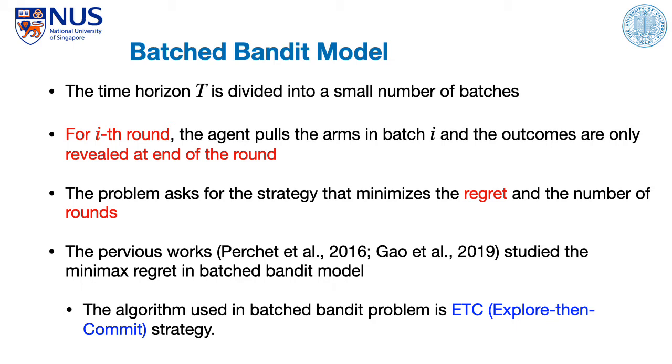In the batched bandit problem, the aim is to minimize the regret, but also the number of rounds. Previous work also studied the minimax regret in batched bandit problems. Besides, the algorithm they used is the ETC strategy. So a natural question is: can the ETC strategy achieve the asymptotic optimality?